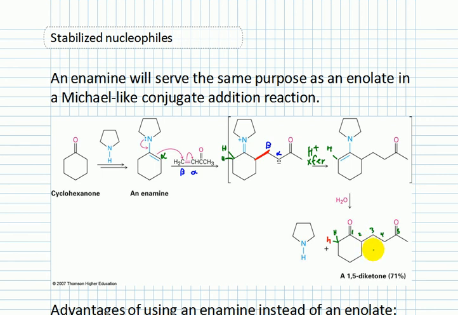Okay? So if you see a product that is a 1,5 diketone, probably the most efficient way of doing that is with an enamine, right? It's called the Stork reaction. So the retrosynthetic disconnection happened between carbon 2 and carbon 3. So that's because the alpha carbon of essentially the enolate added to the beta of the enone.